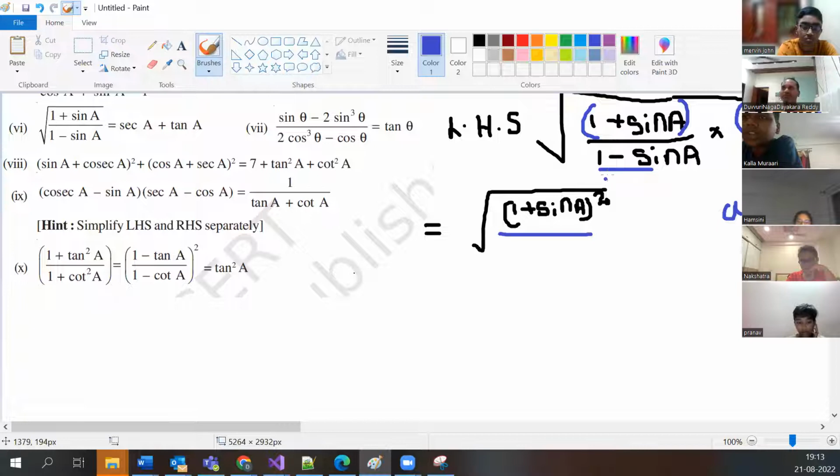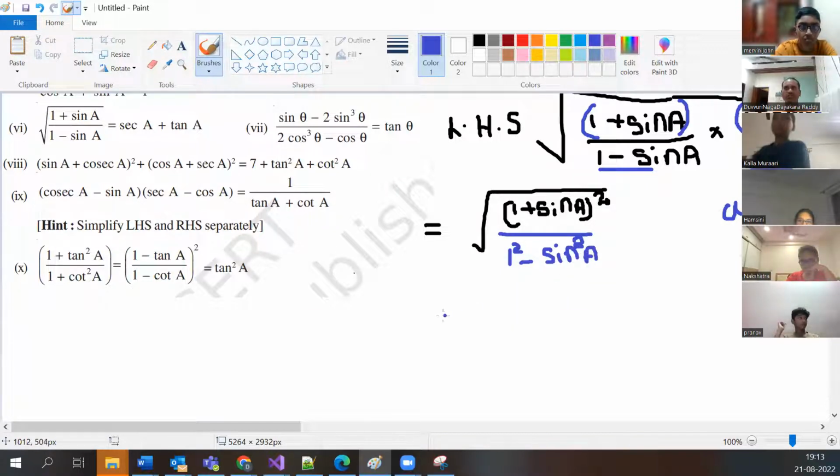Next, look into the denominator. 1 minus sine A into 1 plus sine A. What is this formula? A plus B into A minus B is A square minus B square. So 1 square minus sine square A.